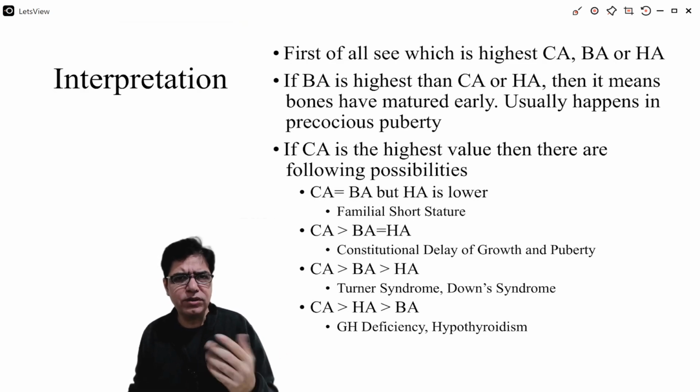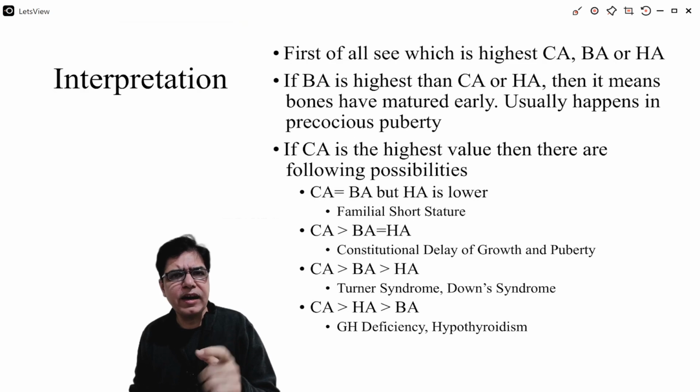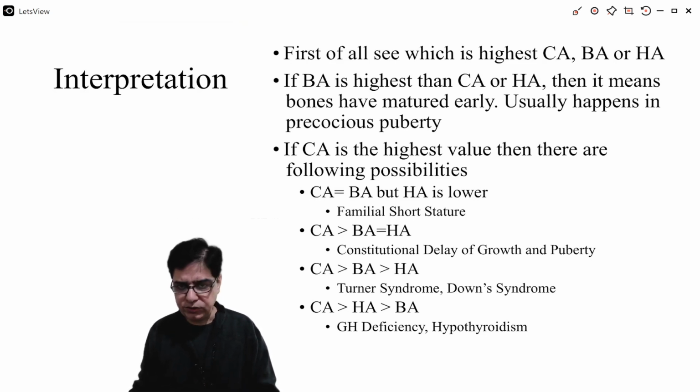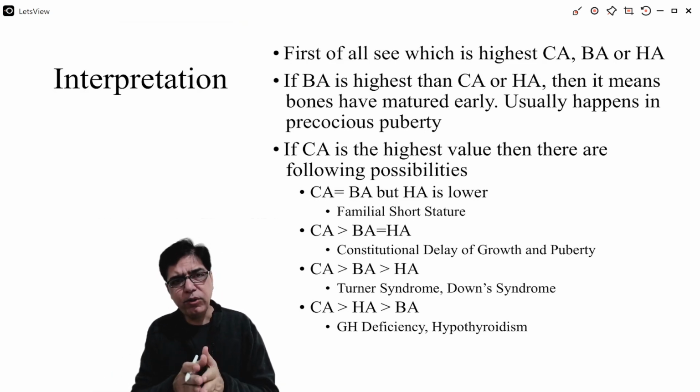Now see, you've got three figures with you. See which one is the highest. Which one is the highest? Is it the chronological age, which is the highest figure? Is it the bone age? Or is it the height age? For example, if a girl has got a chronological age of 7 years, bone age is also 7 years, height age is also 7 years, that's normal. But somebody whose chronological age is 7 years, bone age is 5 years, and height age is also, say, 5 years.